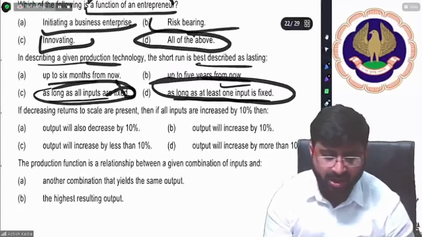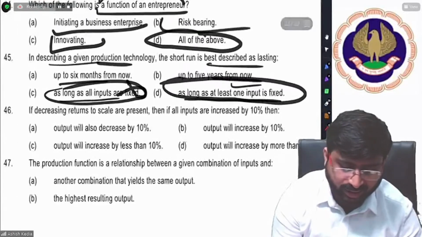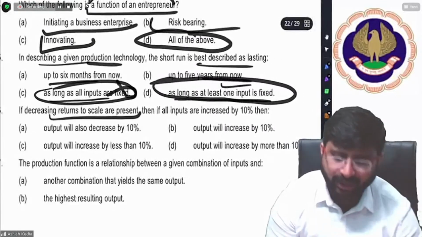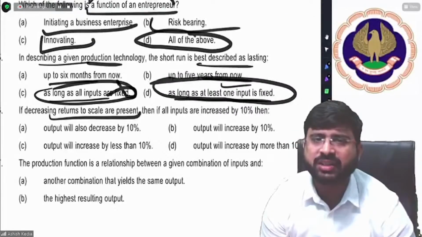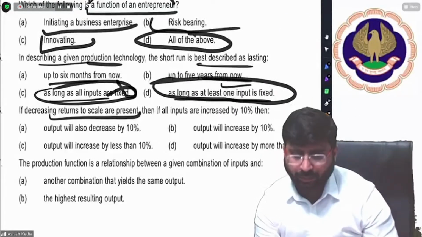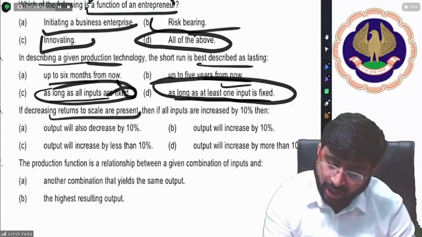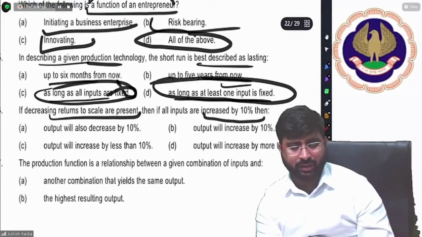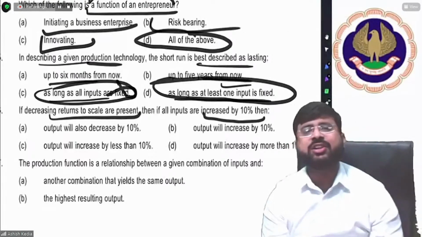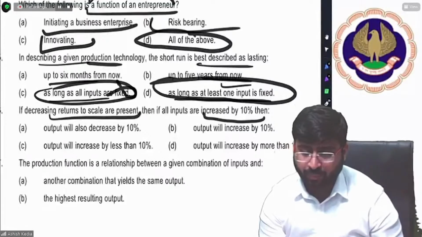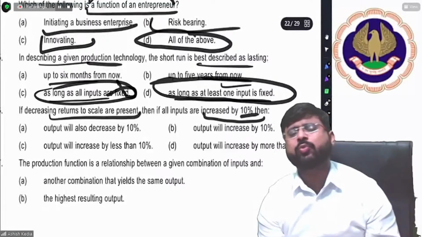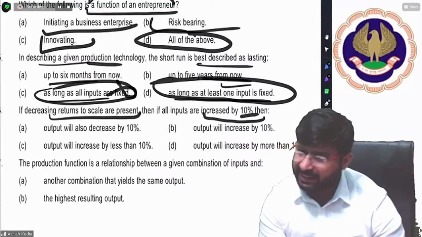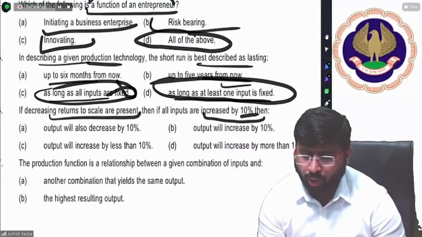Next is the question related to long run. If decreasing returns to scale are present, and input increases by 10%, what will happen to output? Exactly 10, more than 10, less than 10? What do you think?